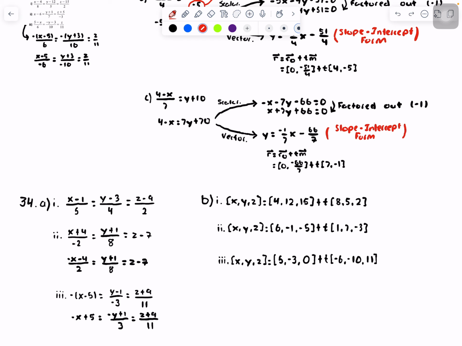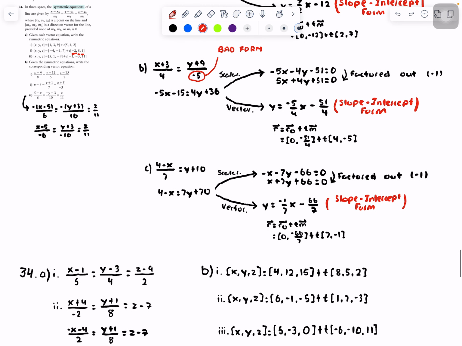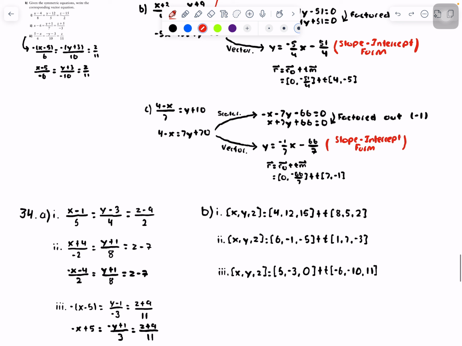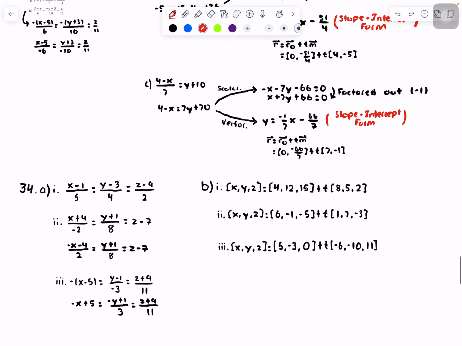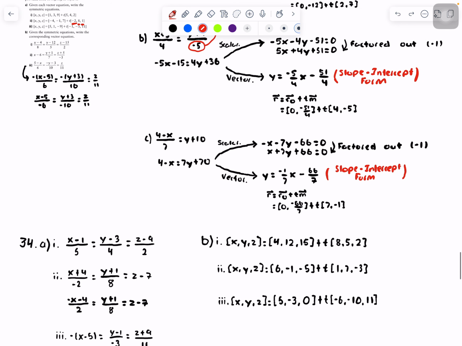Okay, good. Question 3 is done in a similar fashion as well. So question 3 is not any different. Just make sure you don't have a negative in the denominator.